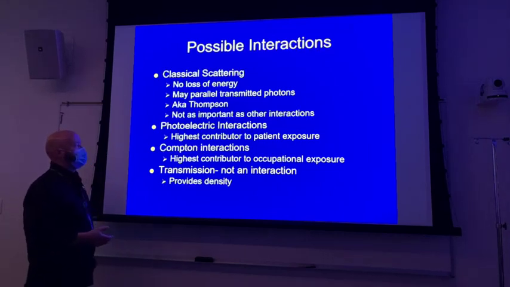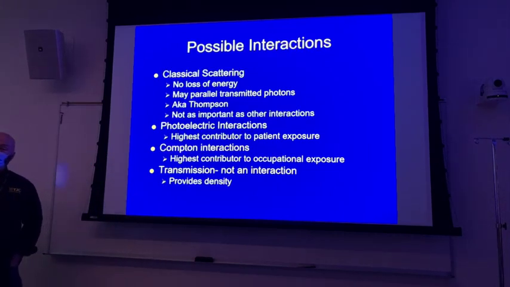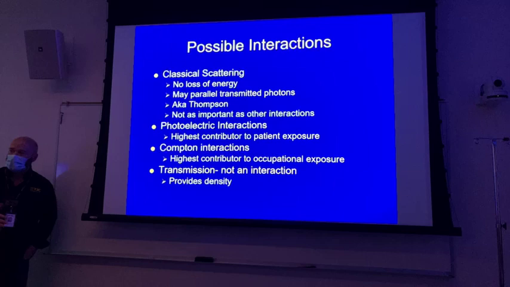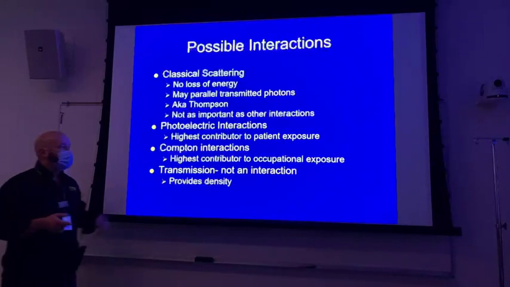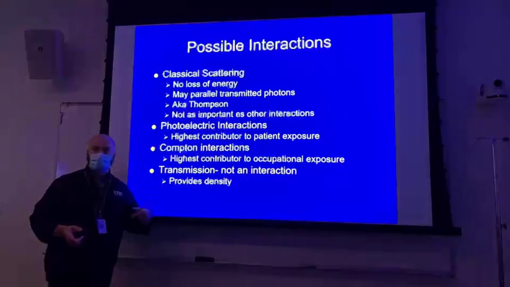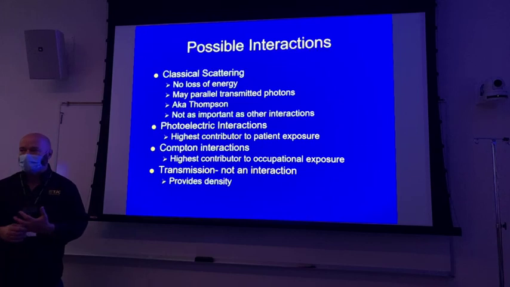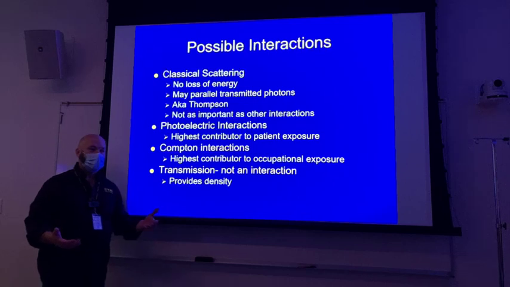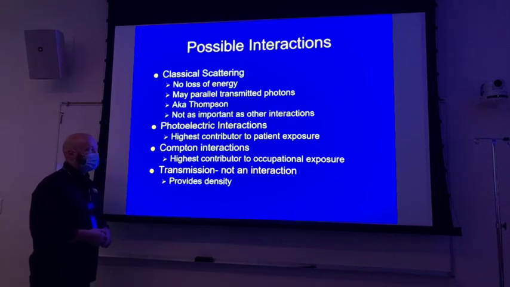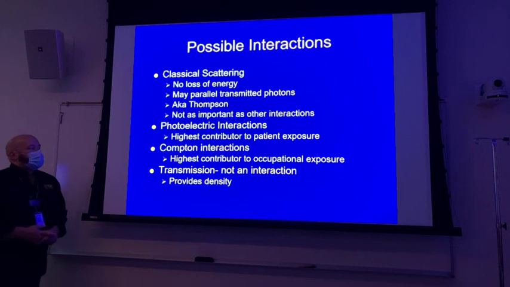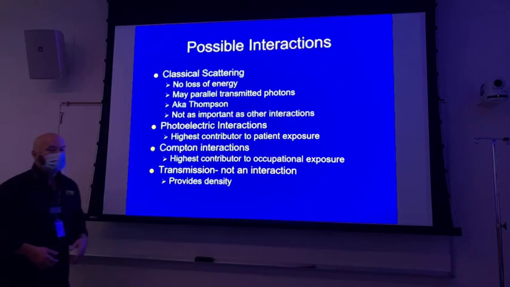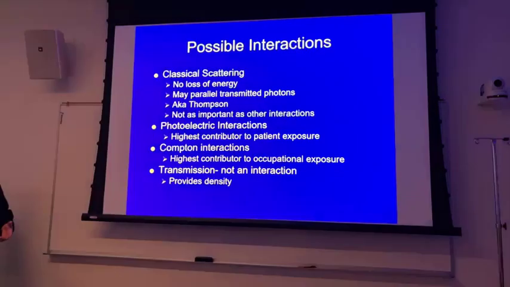So photoelectric interaction, that's the highest contributor to patient dose because all of the energy is absorbed inside of the patient. The photon bounces around inside of the patient, and then it is eventually absorbed. So your patient dose goes up whenever the photon loses all of its energy inside of the patient. It's not the act of exiting the patient, but it's the act of the patient absorbing all of that energy. That patient dose goes up. So Compton interaction, the patient does get some, but this is your highest contributor. This is your highest dose comes off of Comptons.